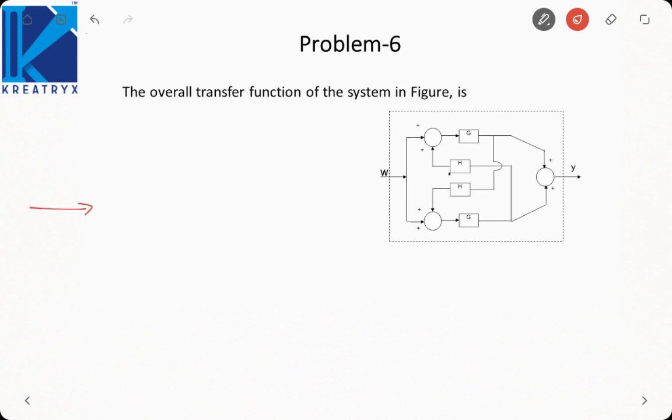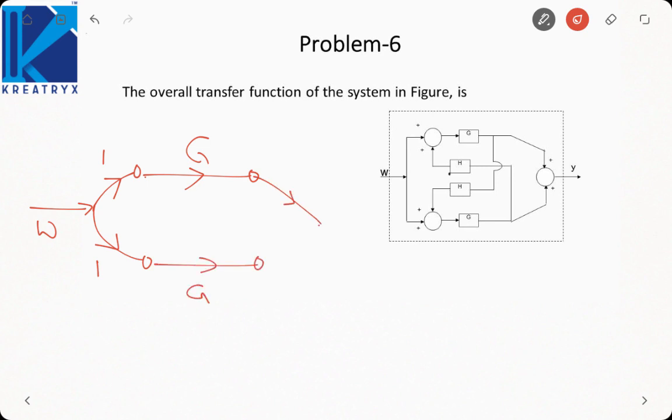So here signal W is coming. It is getting divided into two parts. Gain 1, gain 1. So these are two nodes. This node is going with a gain G. This node is also going with a gain G. And they are combining here with gain 1. It will be Y. Now this is feedback here with a gain H. And this is feedback here with a gain H. So this is my signal flow graph.